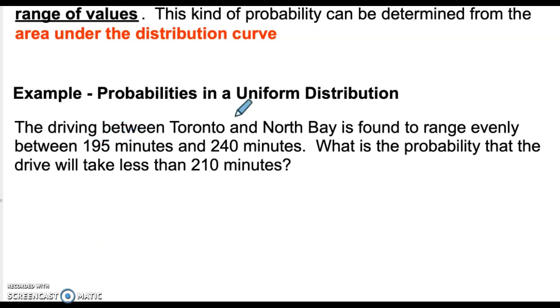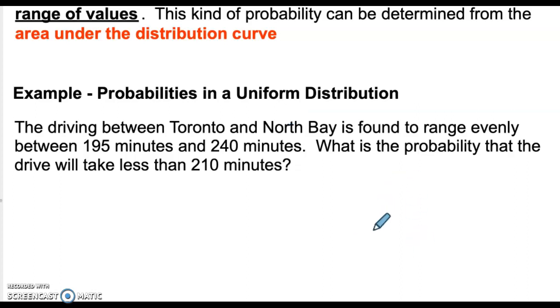So here's our example for probabilities in a uniform distribution. We are driving between Toronto and North Bay, and the driving time is found to range evenly between 195 minutes and 240 minutes. That means the likelihood of somebody arriving within that time frame is the same for every single possible time. What is the probability that the drive will take less than 210 minutes?